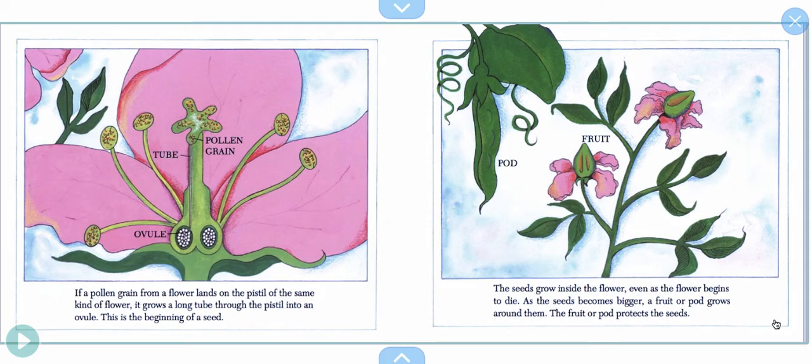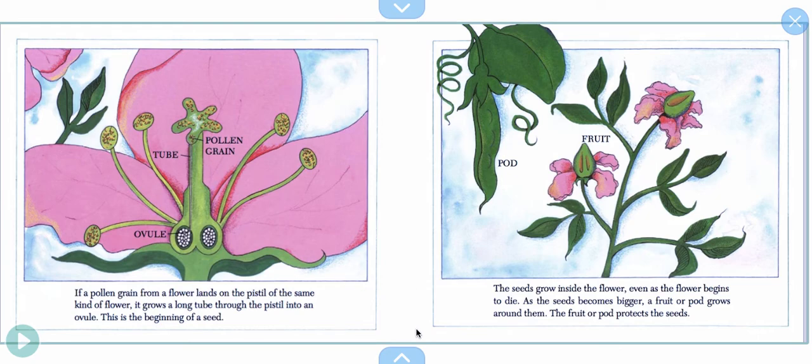If a pollen grain from a flower lands on the pistil of the same kind of flower, it grows a long tube through the pistil into an ovule. This is the beginning of a seed. So here's the ovule, then there's the tube and the pollen grain.